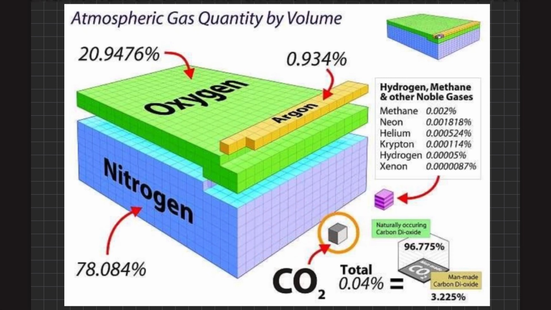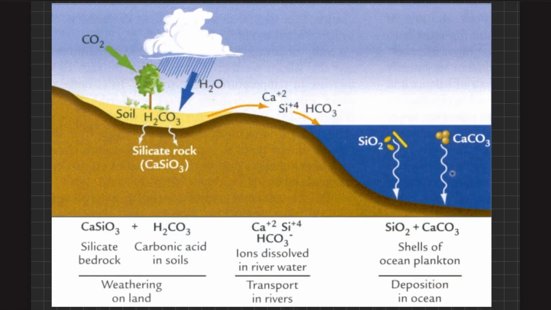It plays a very crucial role in increasing the global temperatures. Chemical weathering is the primary process to remove the carbon dioxide from the atmosphere. In this process, carbon dioxide dissolves in rainwater to form carbonic acid. This is a weak acid and it reacts with the bedrock, which contains calcium or magnesium silicates.